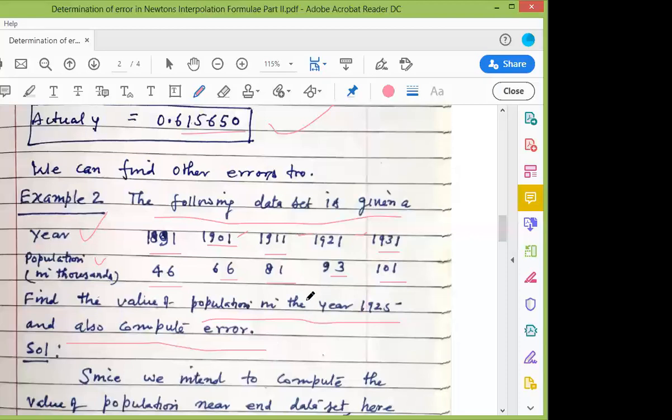So what are we talking about? 1925. So 21 is here, 22 is this one, 23, 24, and 25 is this line. So here is the 1920.